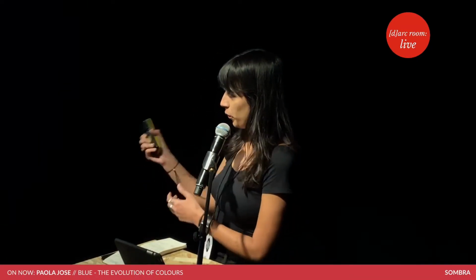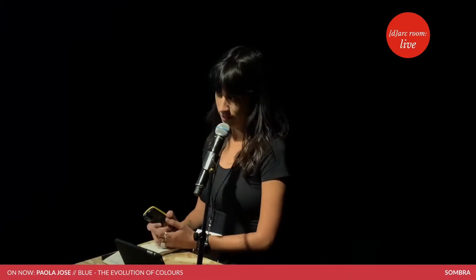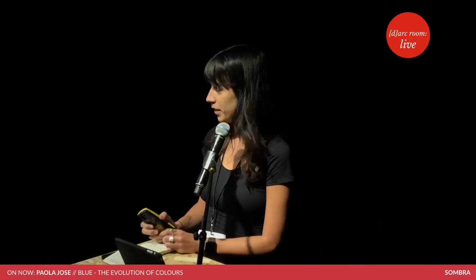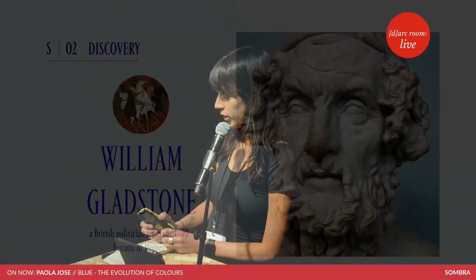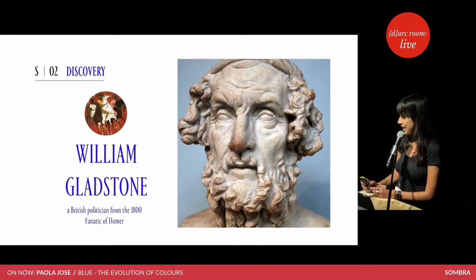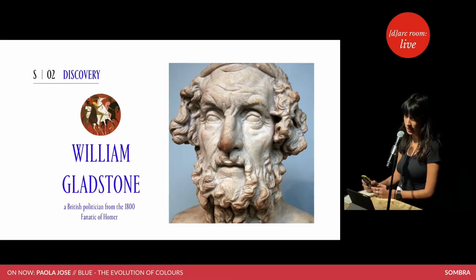So, William Gladstone was this British politician. I think many of you know who he was. He was also a scholar, and he was a fanatic of Homer. He was obsessed with the Iliad and the Odyssey, and he found something really interesting. He found out that Homer never mentions the color blue in his books.